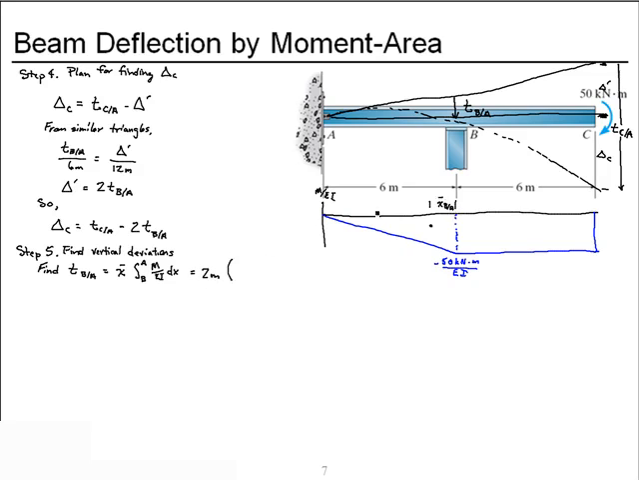Then the area underneath the M over EI diagram, it's a triangular region, so we have 1/2 the base, which is 6 meters, and the height, which is a minus 50 kilonewton meter over EI, and we get a negative 300 kilonewton meter cubed over EI. The negative means that the deflected point B is below the tangent from A at a distance of 6 meters, or above point B.